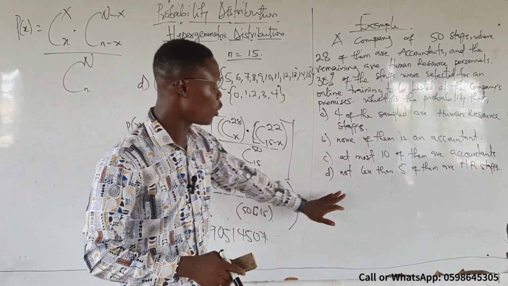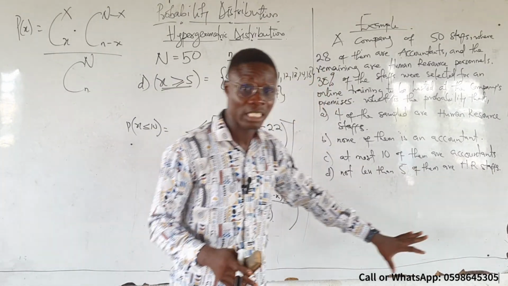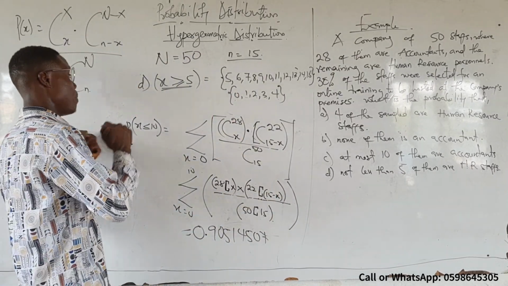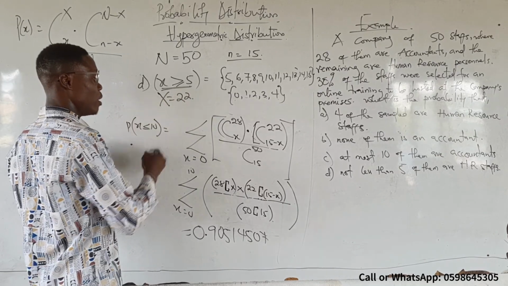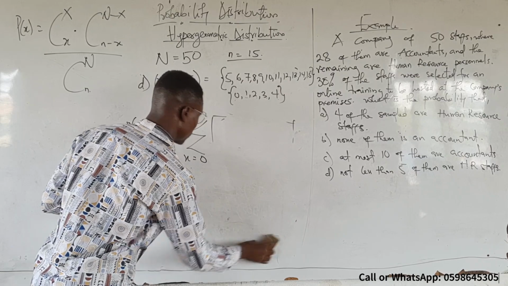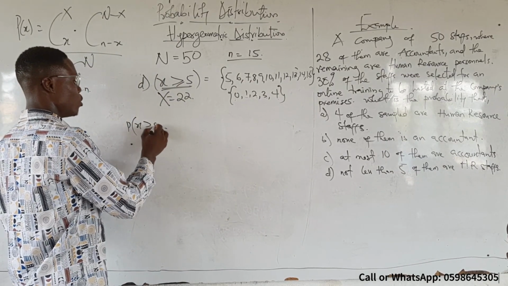And here, we are focusing on HR students, right? Not less than 5 of them are HR students. So since they're HR students, the capital X will become 22. So our capital X here becomes 22 for the computation. So we're going to have something like this: the probability that X is greater than or equal to 5.